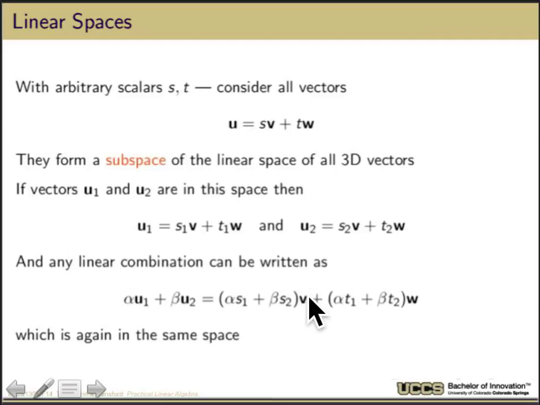So with arbitrary scalars s and t, we can consider the space of vectors formed by sv + tw, the space of all of those. They form a linear subspace of all the 3D vectors. If u1 and u2 are in this space, then they can both be represented as a linear combination using the same basis vectors v and w. And any linear combination of them can be written as alpha plus beta times each of these, which is again still in the same space.